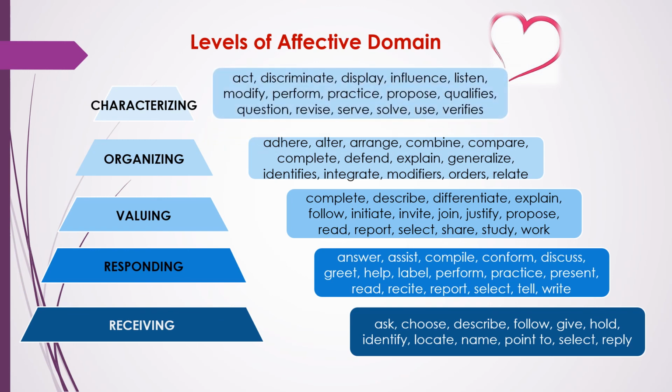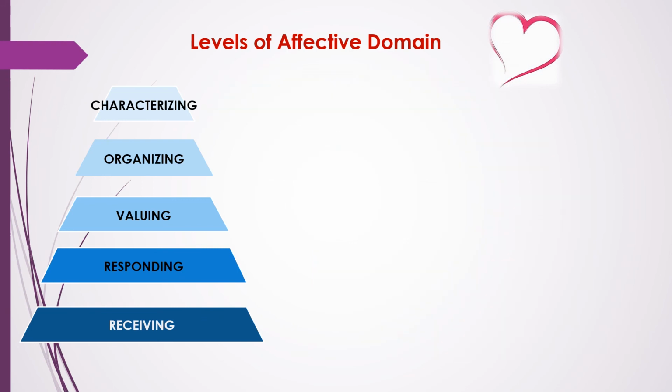The last or the highest, which is act, discriminate, display, influence, listen, modify, perform, practice, propose, qualify, question, revise, serve, solve, use, and verify. So these are some of the words that are being used for each level of affective domain. Okay, so let's see the example of learning objectives under each level.